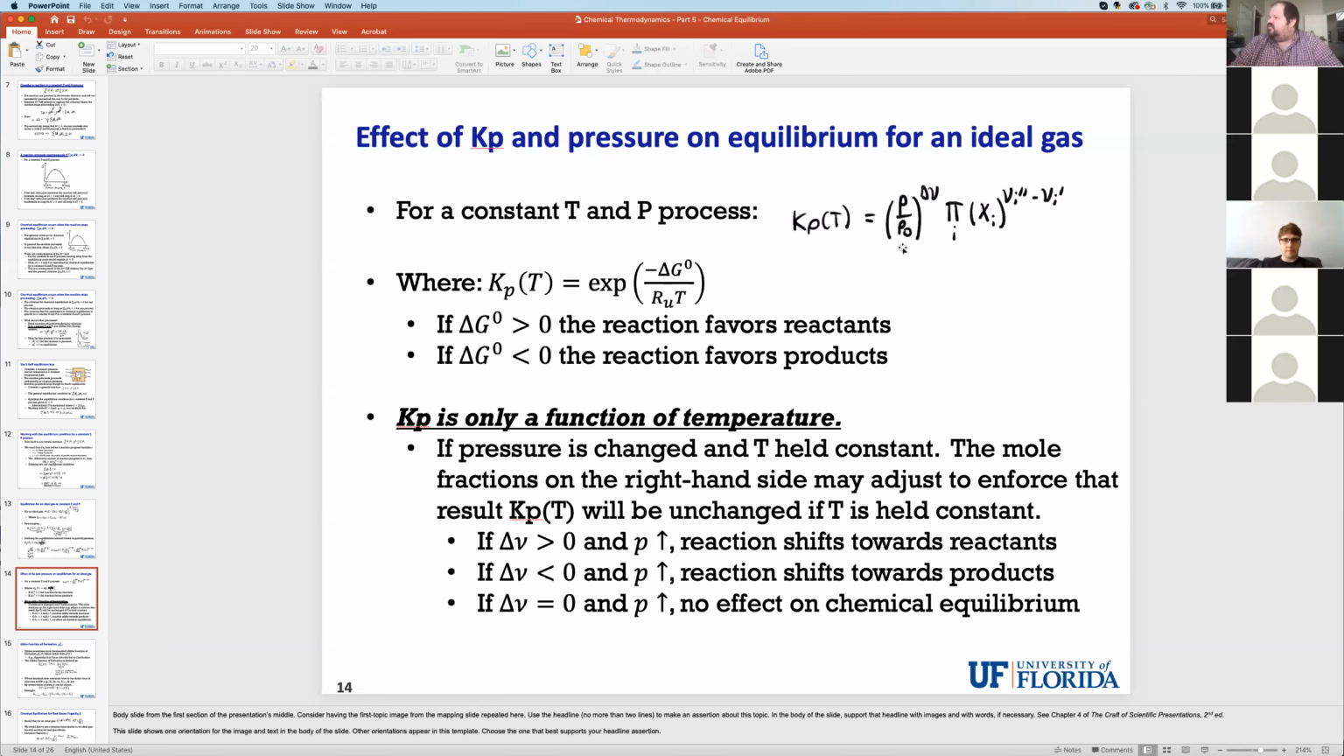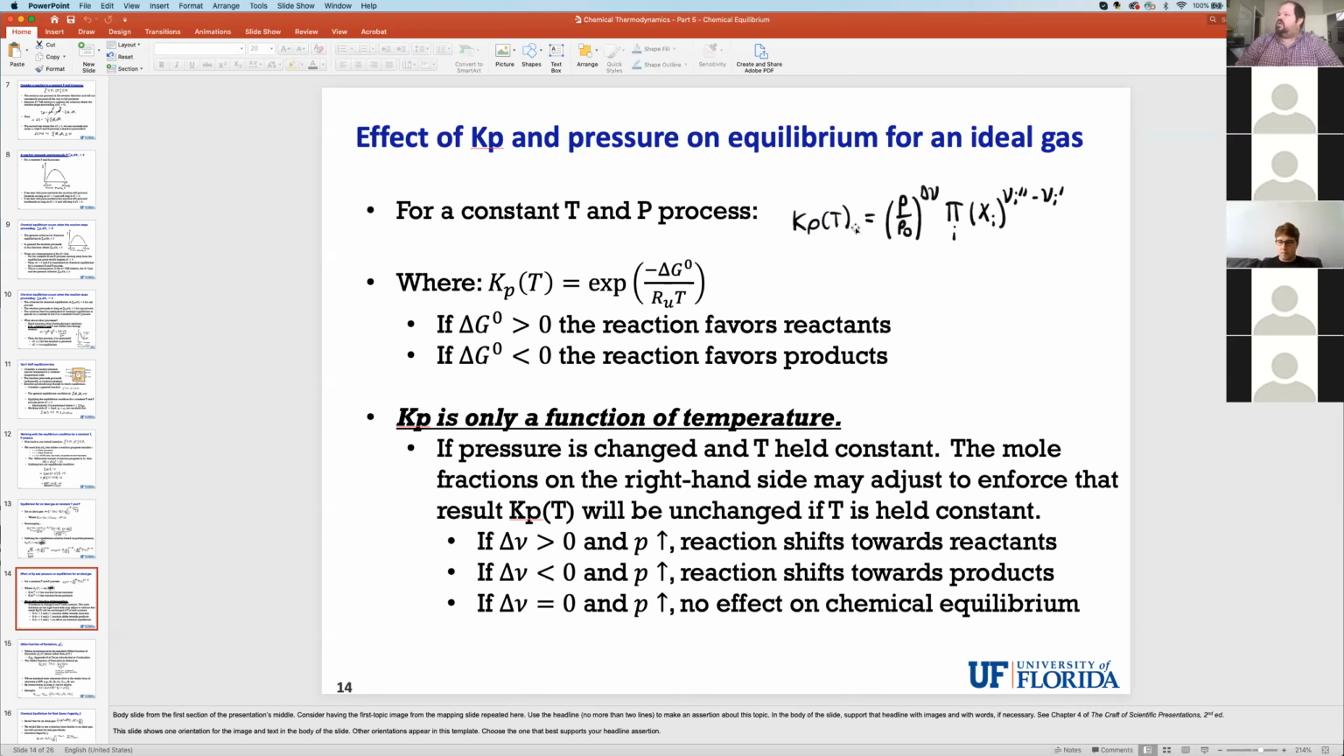What happens if we change the pressure is that this term changes, but this term does not change. So this term here, which involves the equilibrium mole fractions, has to change in such a way as to counteract exactly the change of this pressure term here. What that means is that if you change pressure, the mole fraction term on the right-hand side may have to adjust to enforce the result that Kp is a function of T, and it will be unchanged if temperature is fixed.